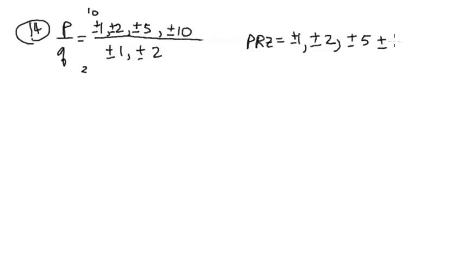Now you're going to do the same thing for all the denominators of 2. So you're going to have plus or minus 1/2, and then plus or minus 1, which I already have, and then 5 over 2, plus or minus 5 over 2, and then 10 over 2 is just 5. I already have those, so these are all of the possible rational zeros using the P over Q test. Okay, number 15.